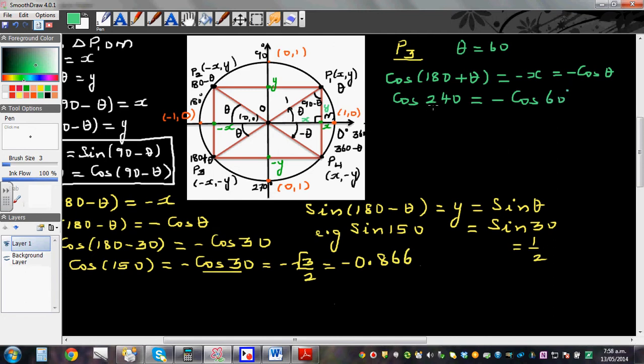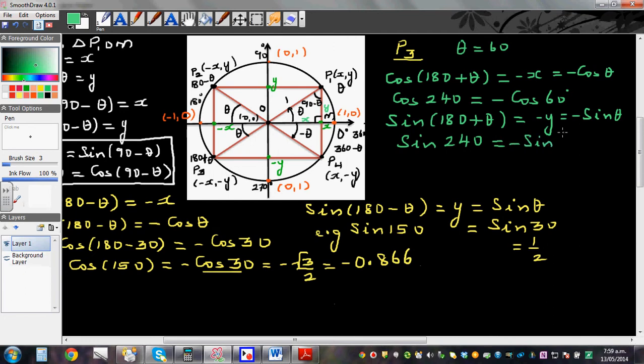Okay, we'll do this together. So sine 180 plus theta is going to be again minus, so it is minus sine theta. Okay, so here if you take theta as 60, so you can say sine 240, 180 plus 60 is 240, is equal to minus sine of 60.